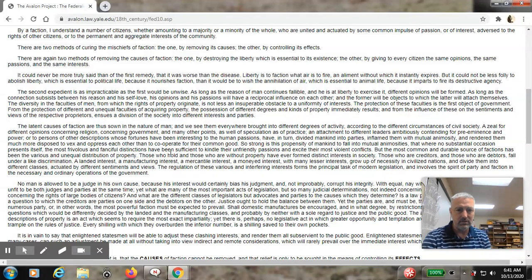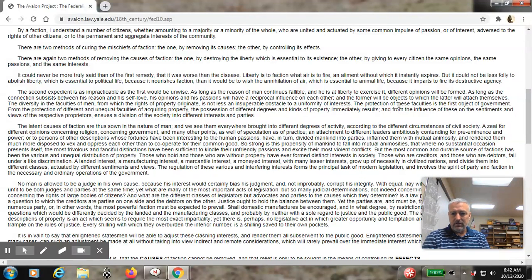All right, here we go. These two sentences. If you don't take anything else away, this is what you need to take away. The diversity in the faculties of men from which the rights of property originate is not less an insuperable obstacle to the uniformity of interest. The protection of these faculties is the first object of government. All right, diversity in the faculties of men. Now, the left likes to holler about diversity. Here you go. But they don't really mean it. What they want is uniformity. They want enforced opinions on diversity and then a uniformity in reality. As I say, up is down and down is up with these people. They literally do not know their butt from a hole in the ground.